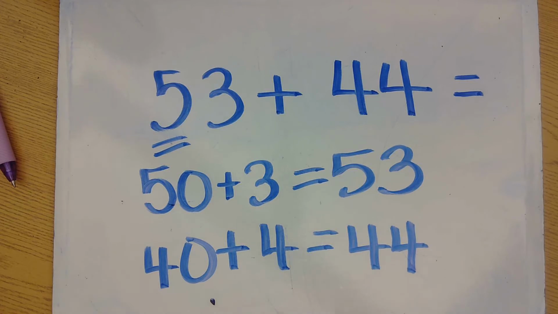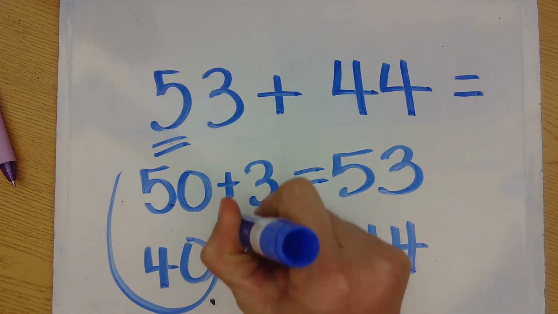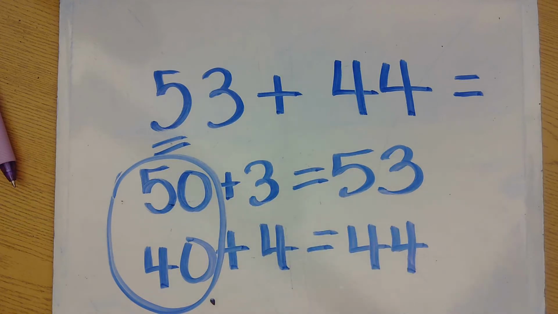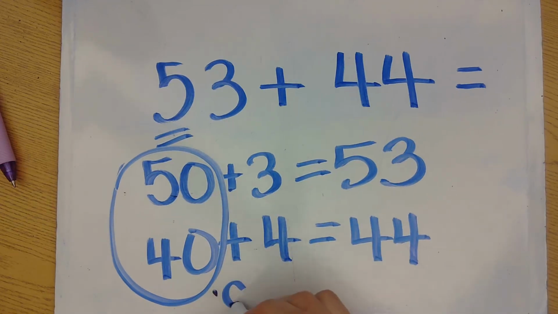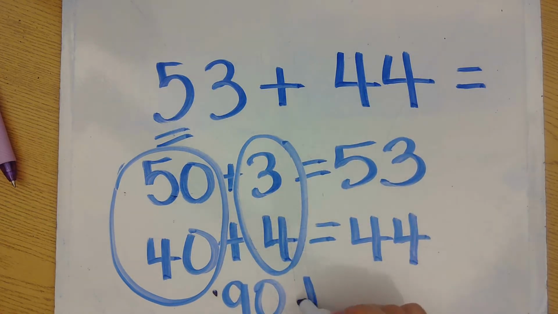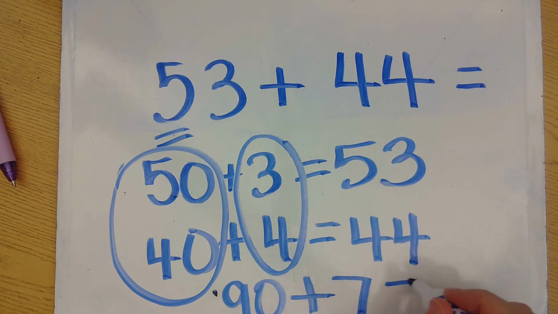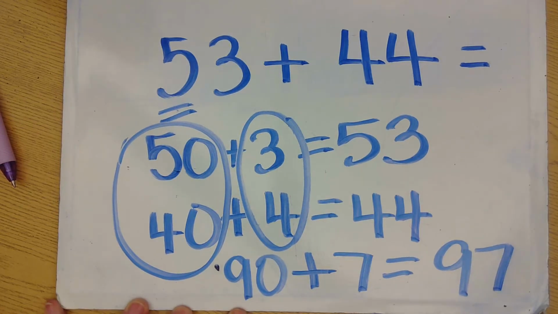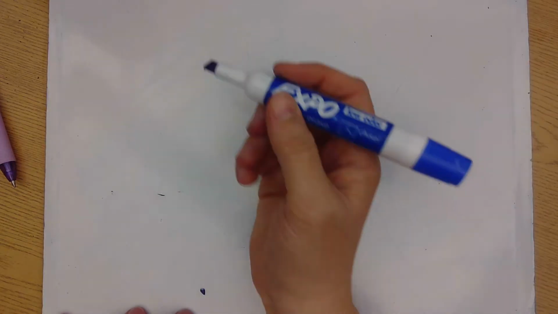All we have left to do is add the tens numbers together, which would be 90. And then we add the ones numbers together, which would be 7. And again, that equals 97. Let's go ahead and take a look at another example.